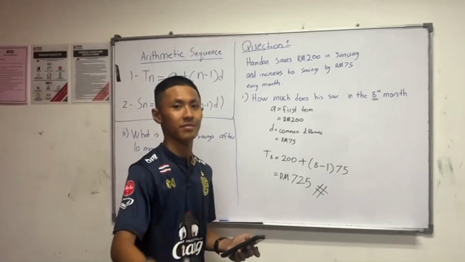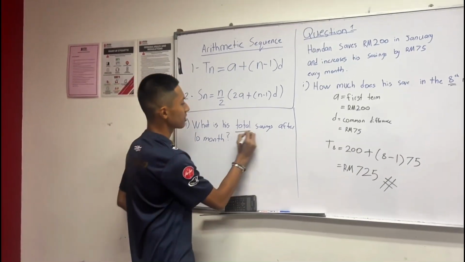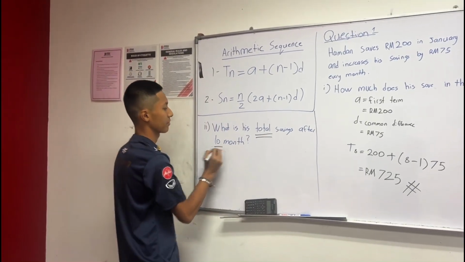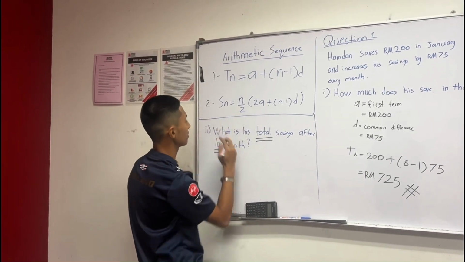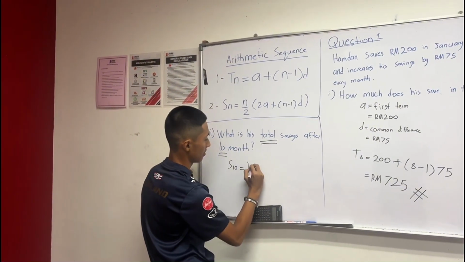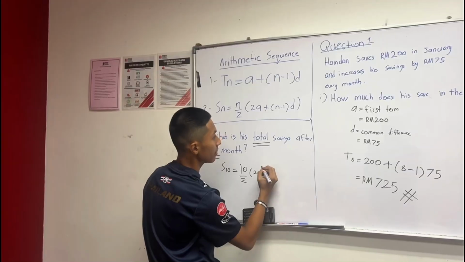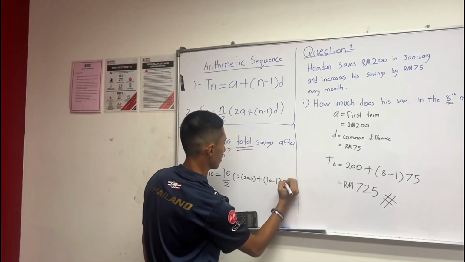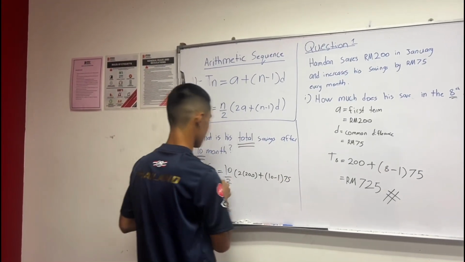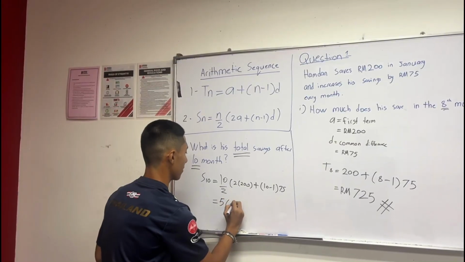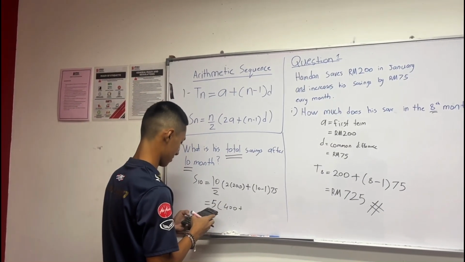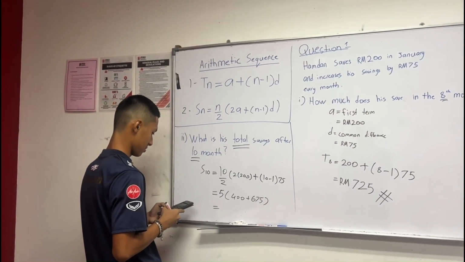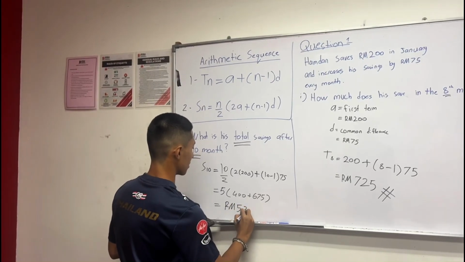Okay. We move on to the second one. When I say total, we use the second formula, Sn. After 10 months, so this is our n. So we just put in the formula. a is 200, plus 10 minus 1 times d. So 5,375.